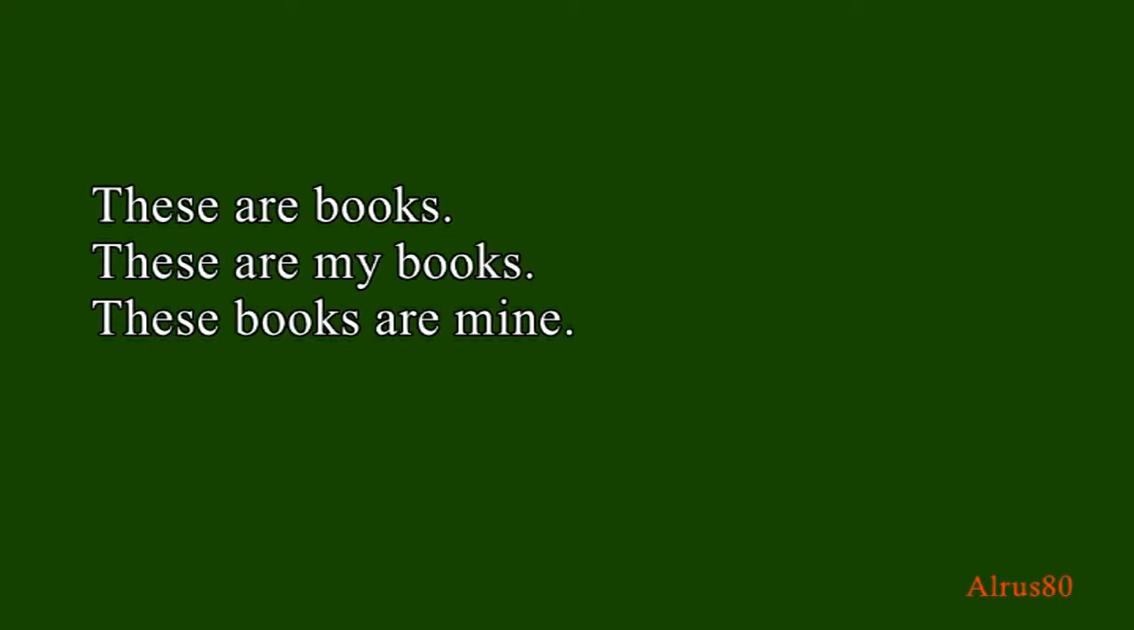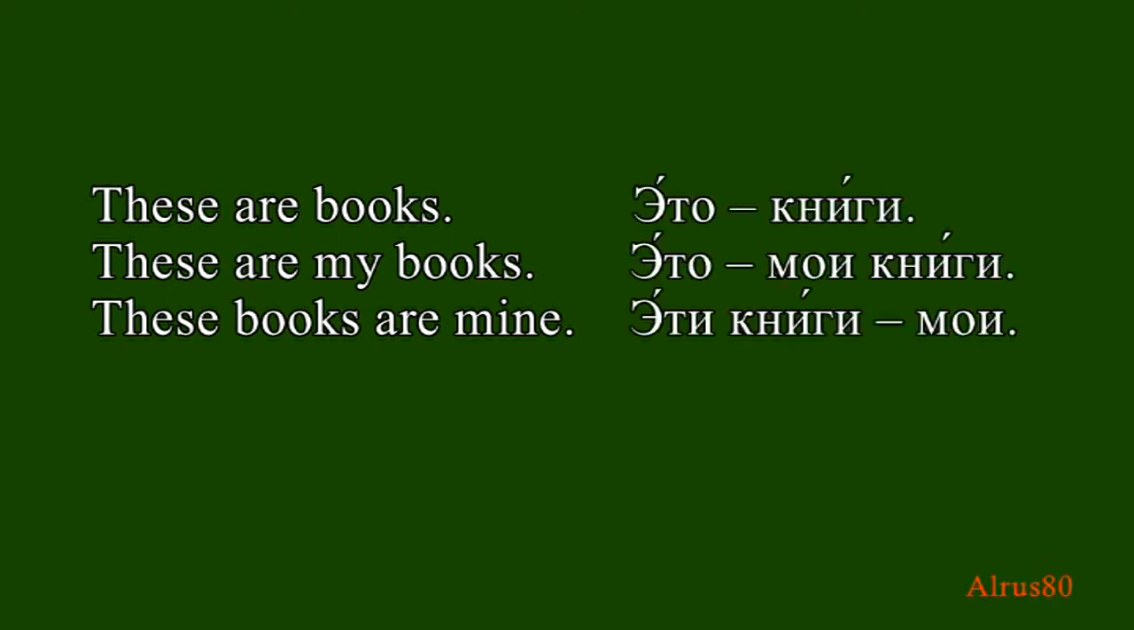These are books. Это книги. These are my books. Это мои книги. These books are mine. Эти книги мои. Now let's try with some adjectives you know.